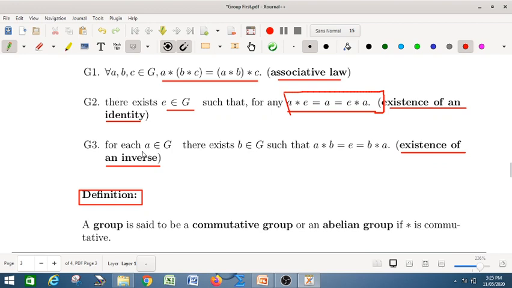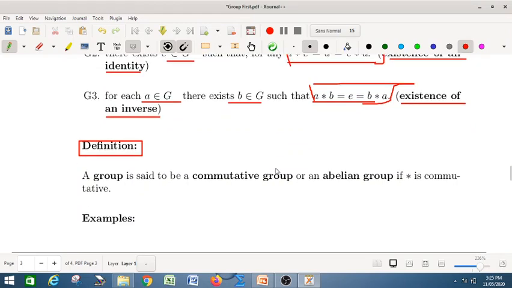And for each A belonging to G, there exists B belonging to G such that A star B is equal to E and B star A is equal to E. So this is called the inverse property, that is, existence of inverse, and that will hold for every element. For each element A, we will get an element B. This is called existence of inverse.